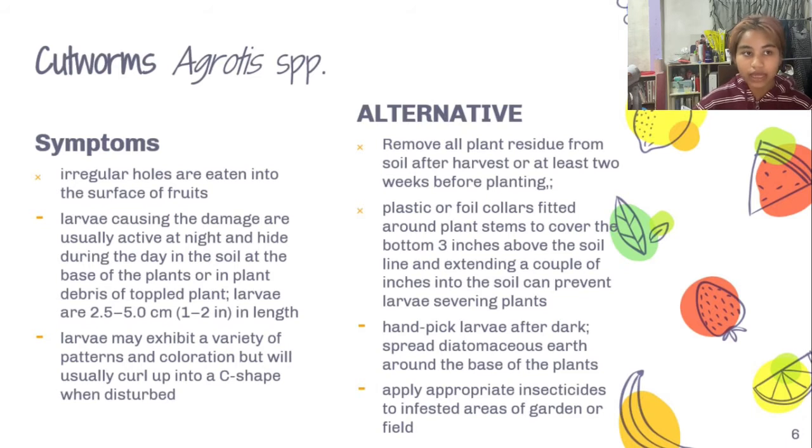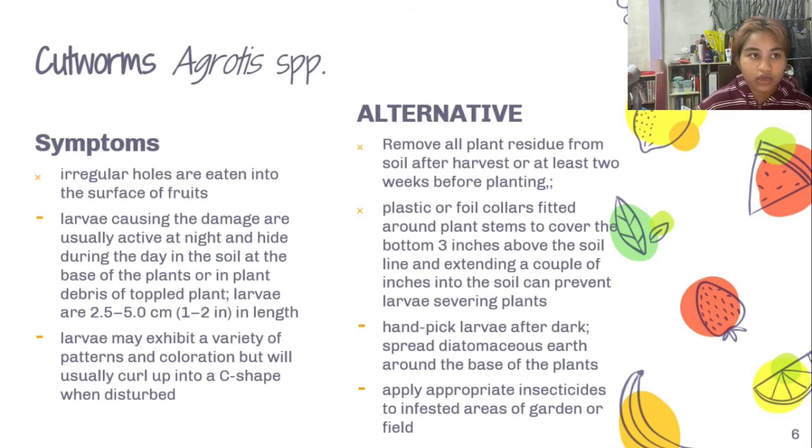Next, cutworms, Agrotis species. The symptom of cutworms is that stems of young transplants or seedlings may be severed at the soil line. If infestation occurs later, irregular holes are eaten in the surface of roots. Larvae causing the damage are usually active at night and hide during the day in the soil, at the base of the plants or in plant debris. Larvae are 2.5 to 5.0 cm in length. Larvae may exhibit a variety of patterns and coloration, but will usually curl up into a C shape when disturbed.